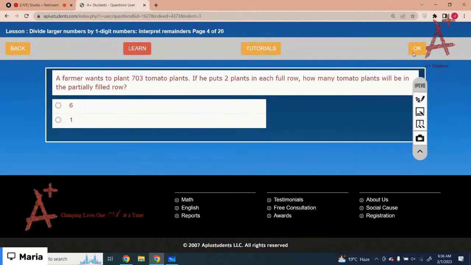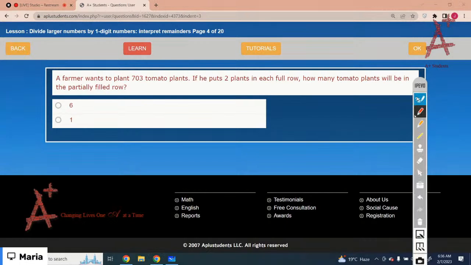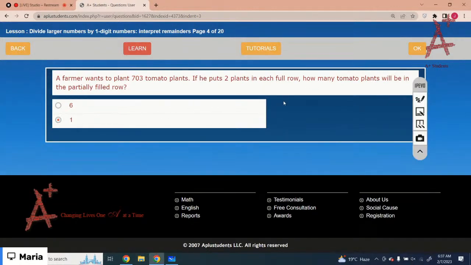Okay, the next one is a farmer wants to plant 703 tomato plants. If he puts two plants in each full row, how many tomato plants will be in the partially filled row? Just divide 703 by 2. So 2 times 3 is 6. 2 times 5 is 10. Now bring 3 down, 2 times 1 is 2. And 3 take away 2 is 1. That means he's left with just one. The last row has just one plant. So the correct option is 1. Just select the correct option, then click on the OK button.